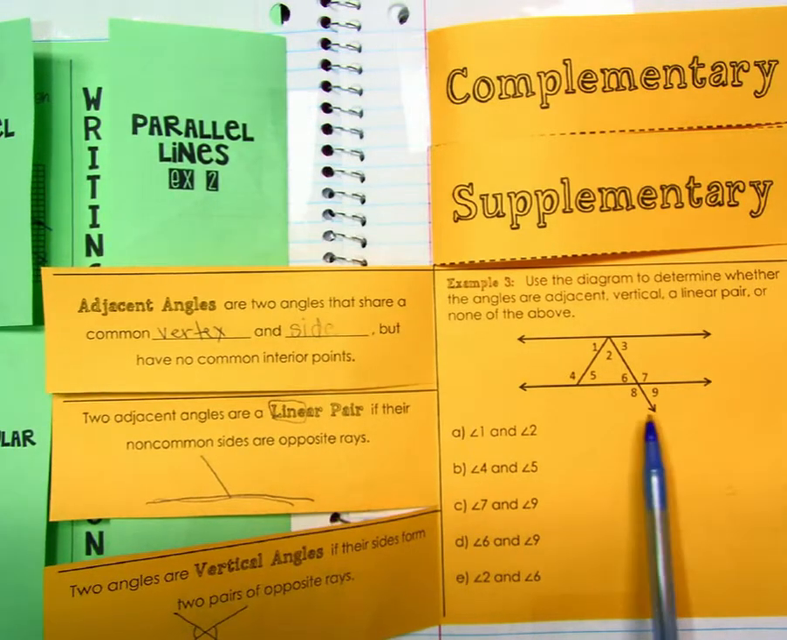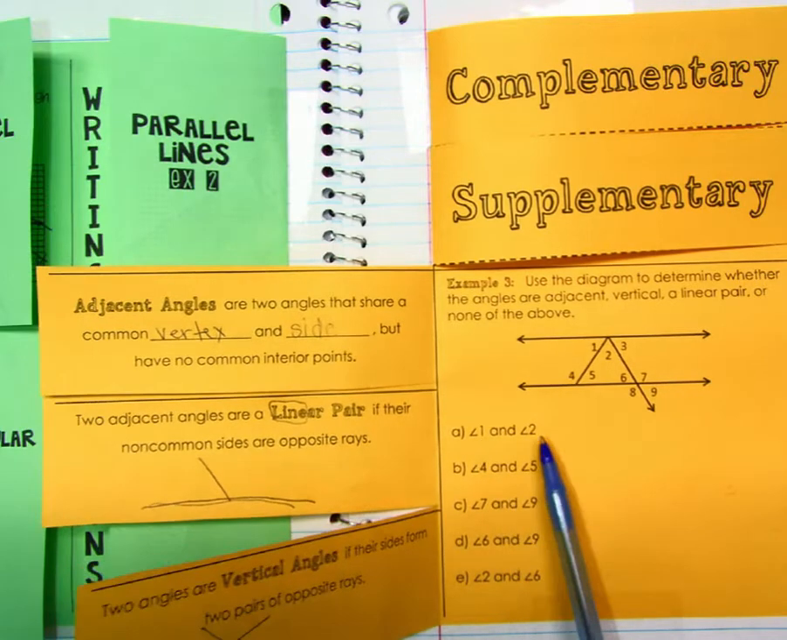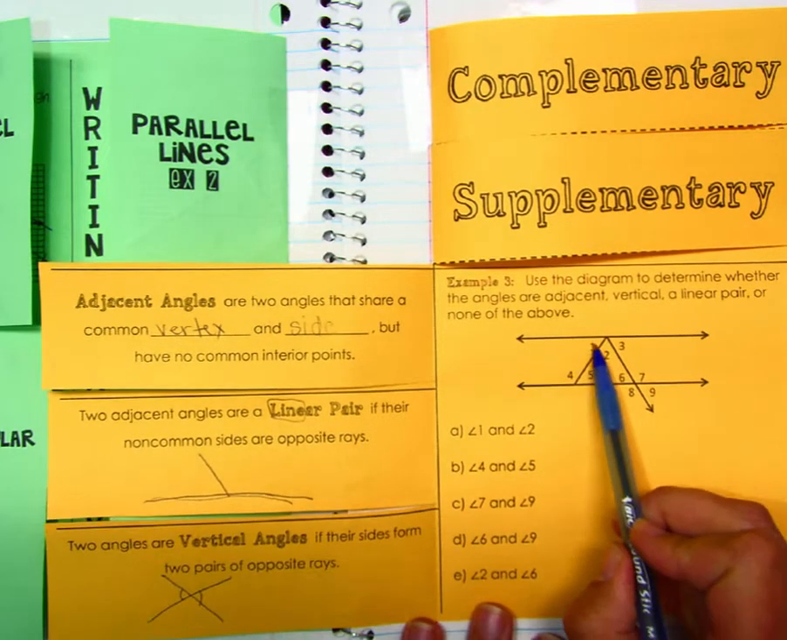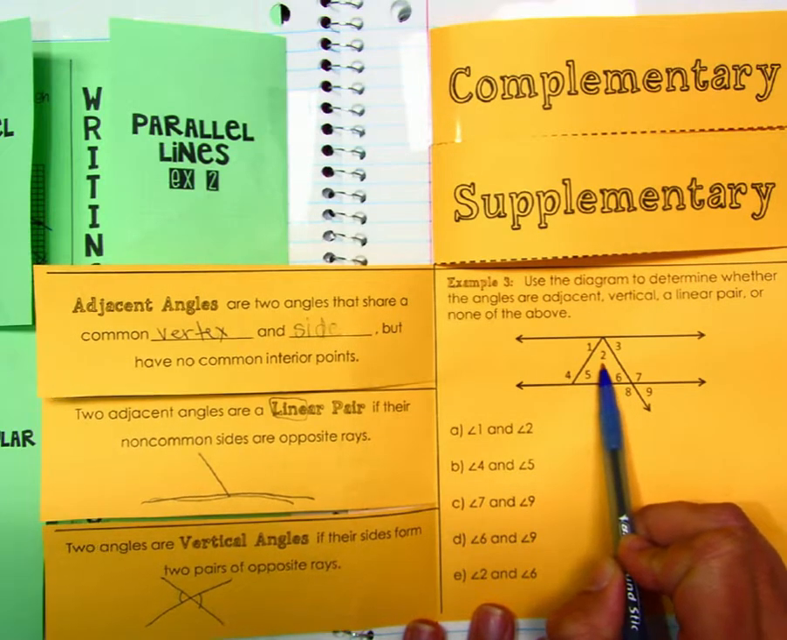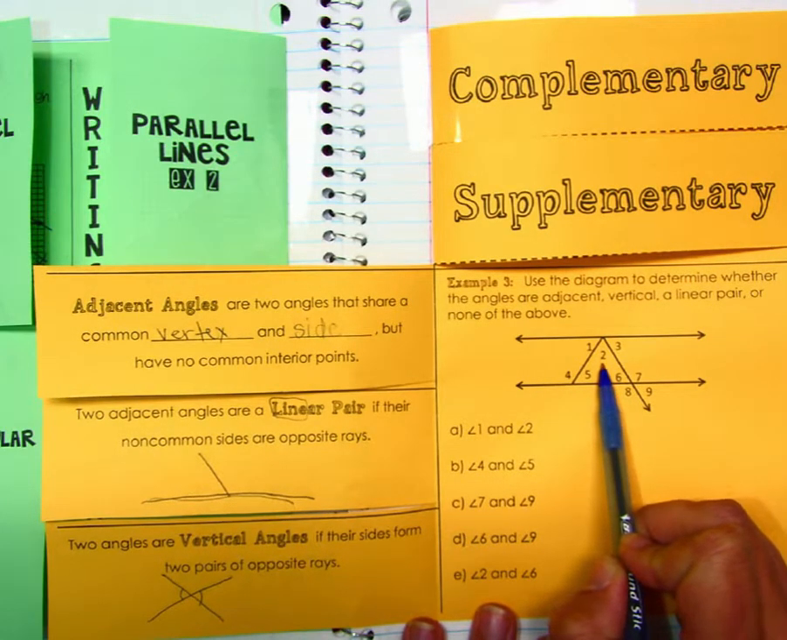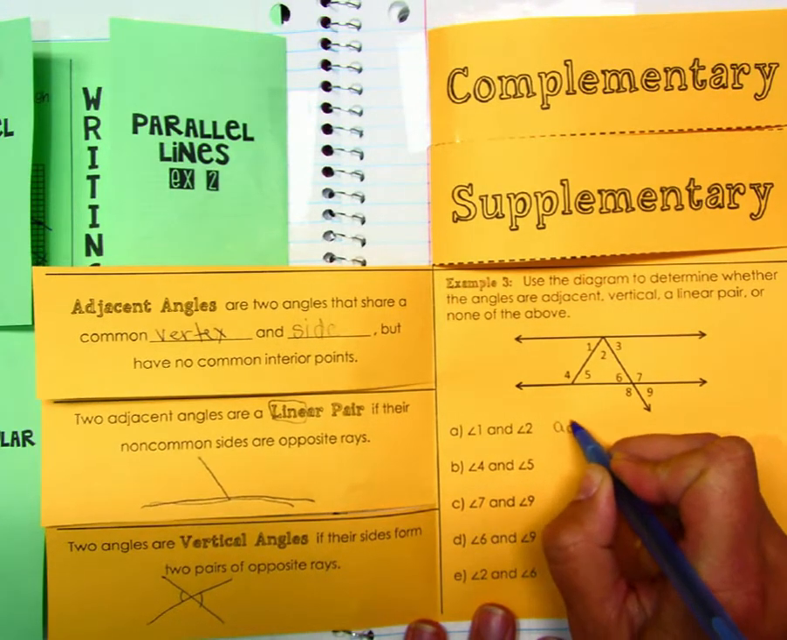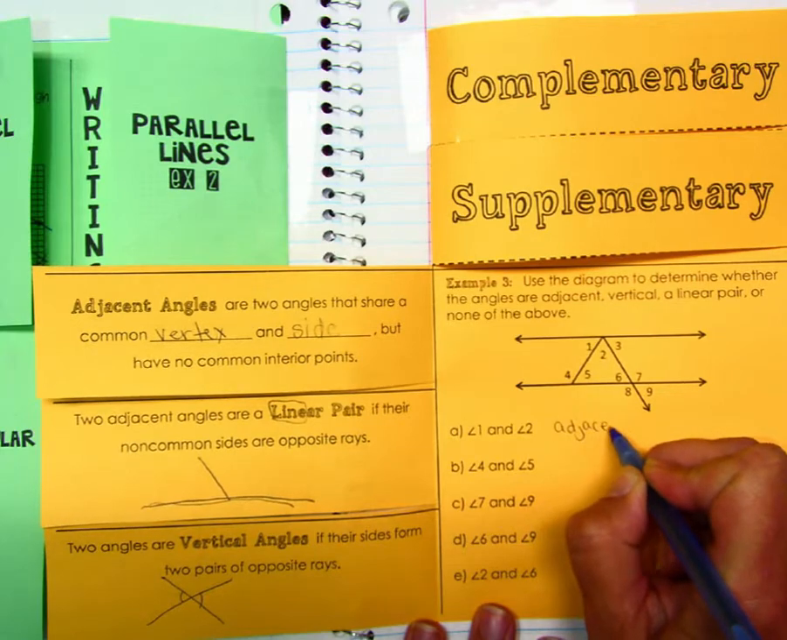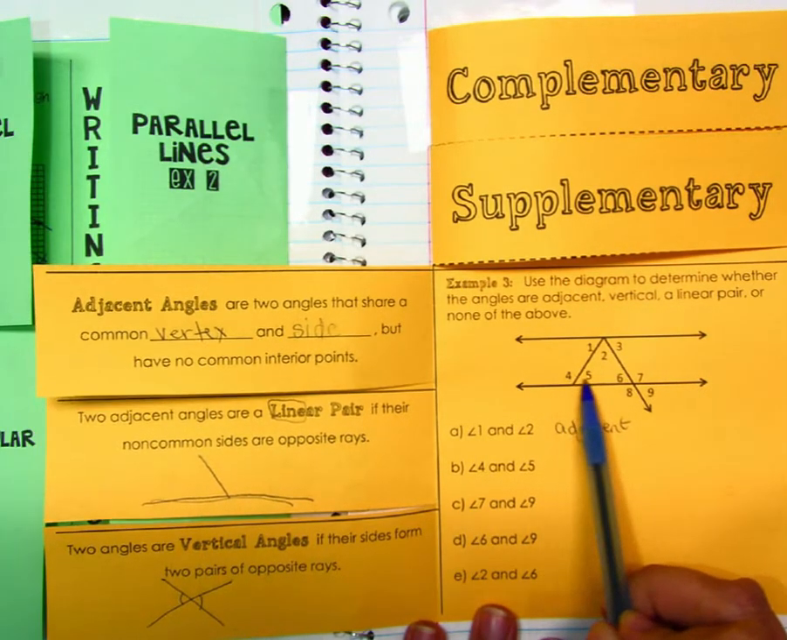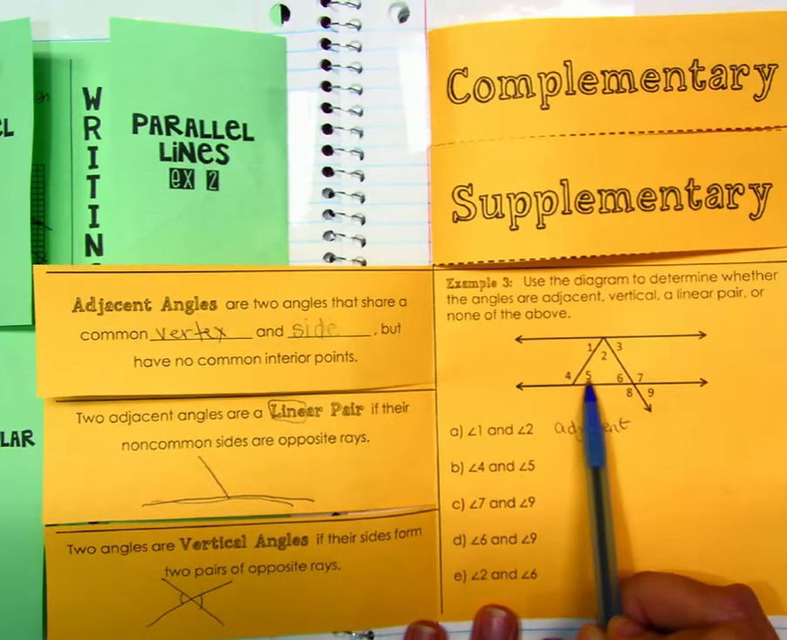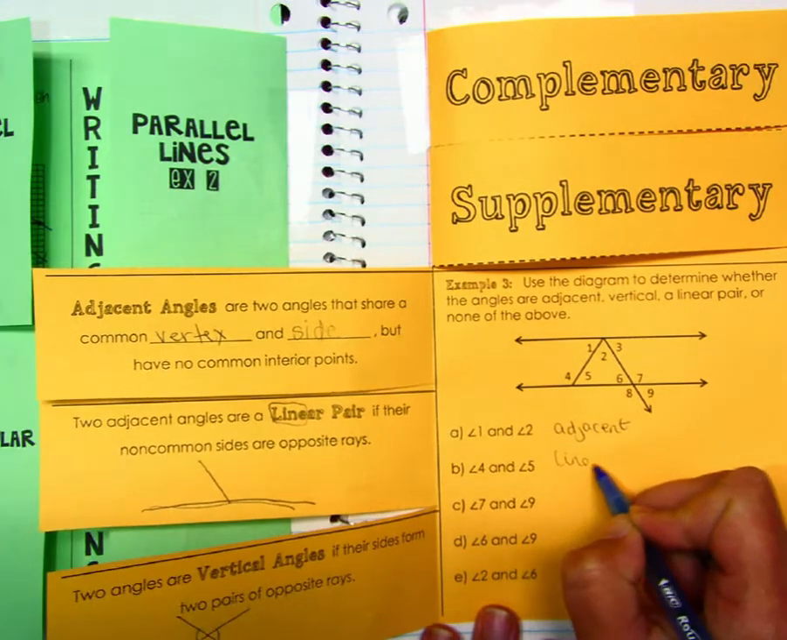What we have here is a picture with some angles labeled, and we're talking about some angle pairs. We have angle 1 and angle 2. Angle 1 and angle 2 are next to each other. They're not complementary, they're not supplementary. They don't form a straight line, so they would be adjacent. Next pair is angle 4 and angle 5. They're right next to each other. They are adjacent angles, but they do form a straight line, and so they would be a linear pair.